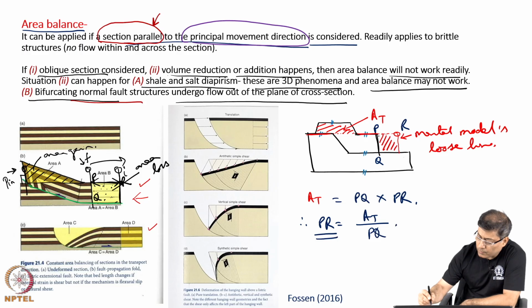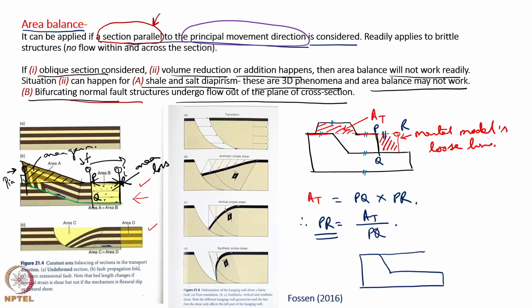Once PR is obtained, I can actually draw PR in the diagram and then say that, look, this was the original flat layer, and by deformation, by reverse faulting, it climbed up and produced this geometry, and now that this is a balanced cross section.